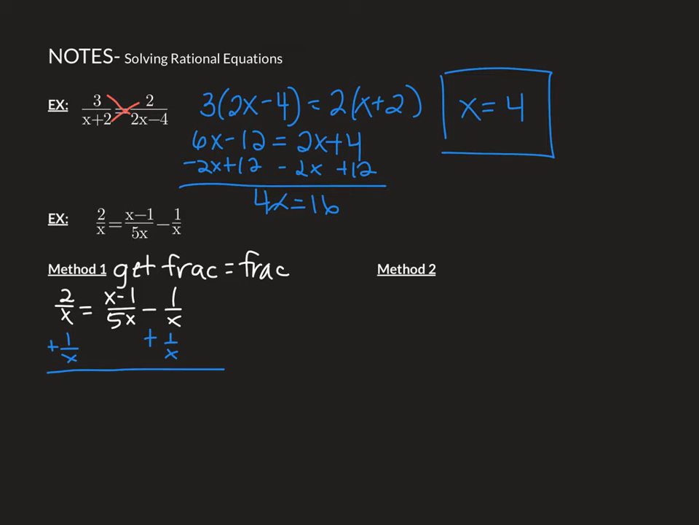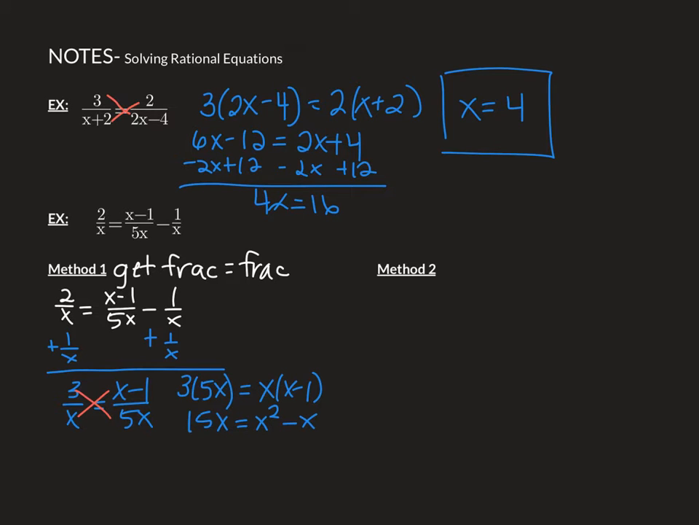And since these are like terms, 2 over x and 1 over x, I'm going to add them and I get 3 over x equals x minus 1 over 5x. And then I'm going to cross multiply. So I'm going to multiply x times x minus 1 and 3 times 5x to give me 3 times 5x equals x times x minus 1. So I get 15x equals x squared minus x.